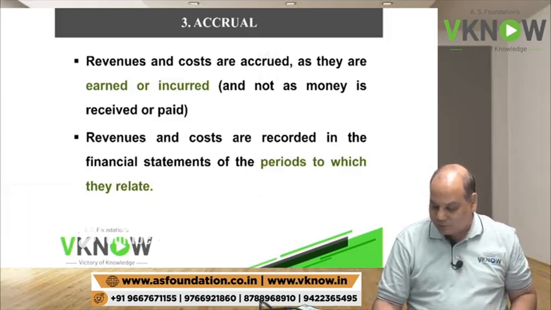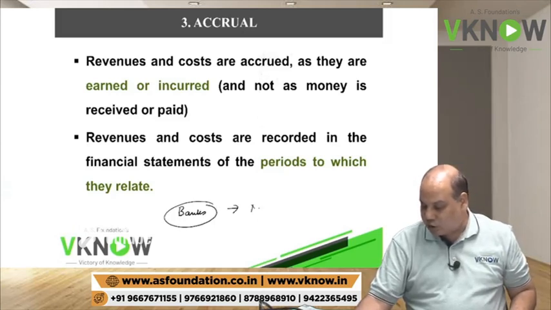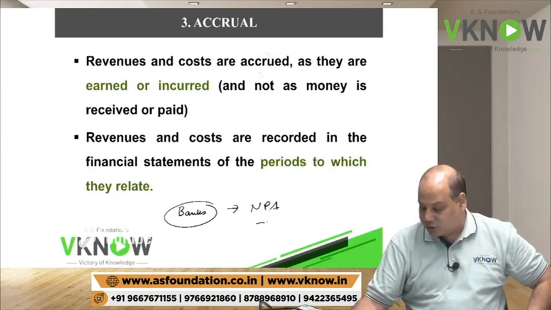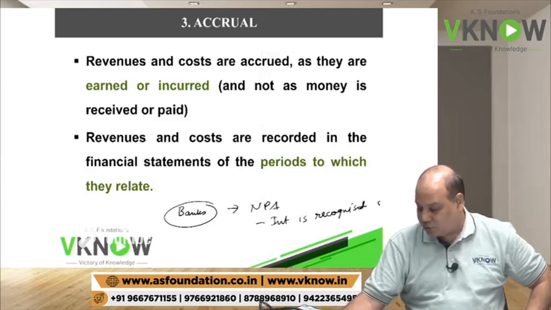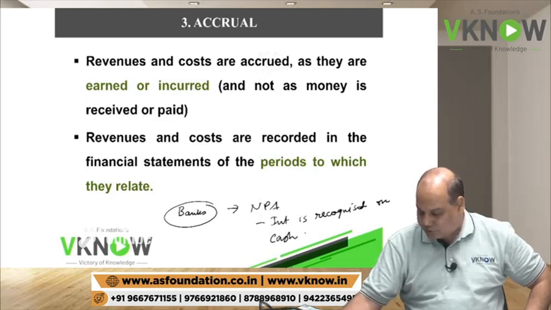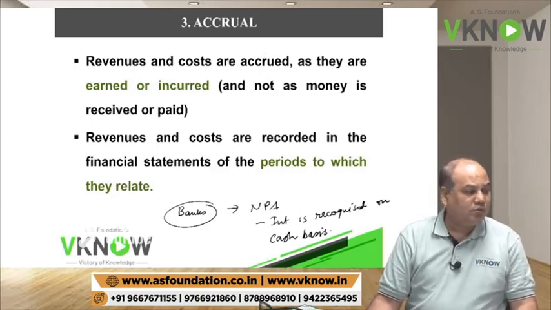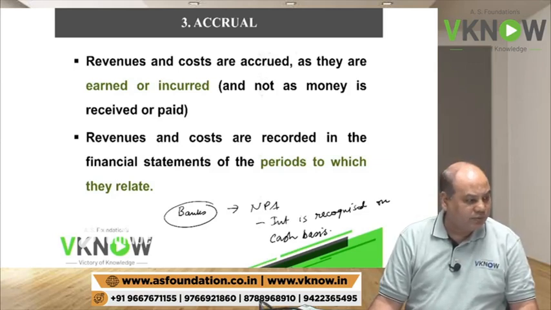Another example is, in case of banks, there are non-performing assets. In case of non-performing assets, interest is recognized on cash basis only when they are actually received. In case of interest on loans, they recognize it only when it is actually collected and not on accrual basis.